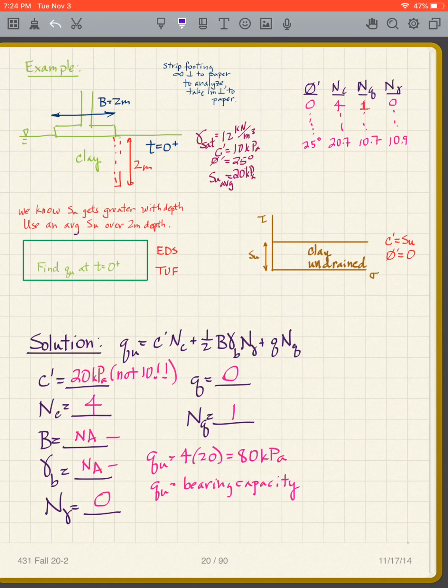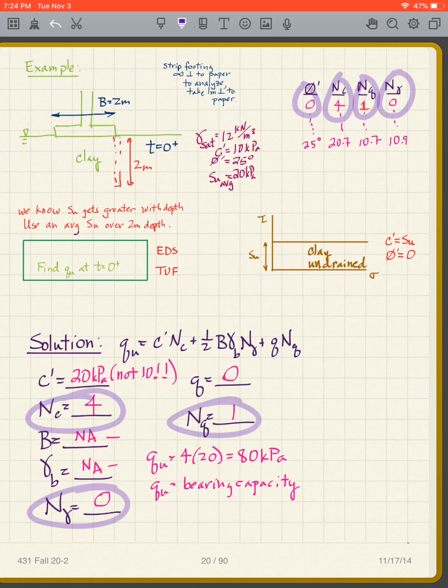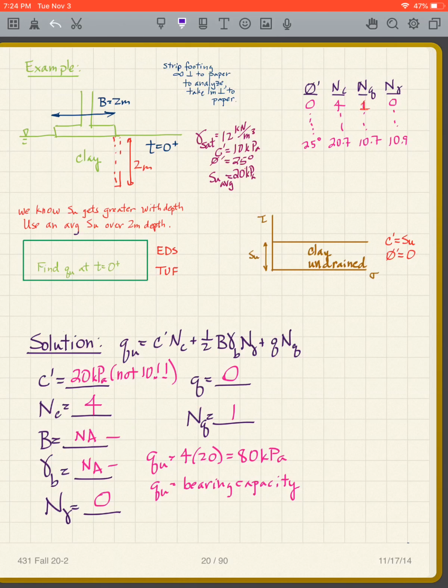So for my NC, I go at 0, NC is 4, so I use NC as 4. And if I look at these other ones, N gamma is 0, NQ is 1. So once I make that decision of what my phi prime is, I can get my 3 bearing capacity factors and just write them in.